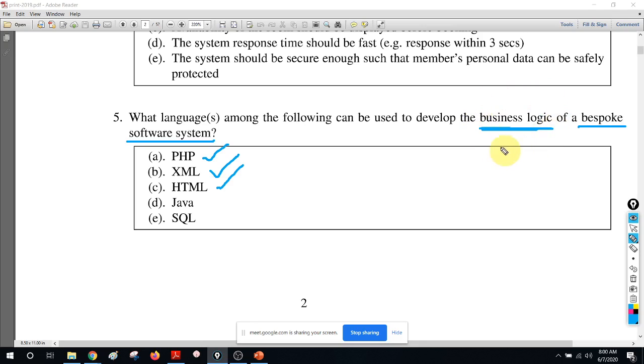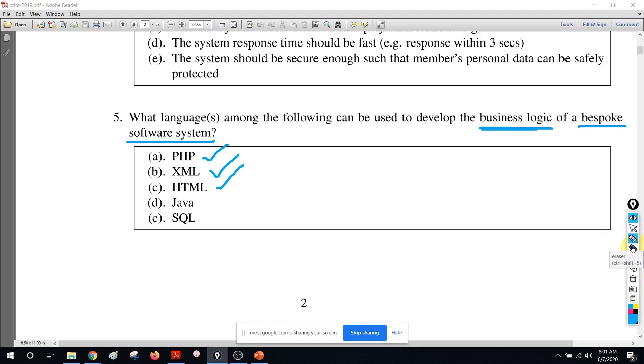Highlight. Otherwise what happens? After 1 second, 2 seconds, again you lose it, right? Because you are in a high pressure, exam pressure also. Now look at it again. It says business logic, right? Business logic. So for business logic, you can't use XML. It's all about data transferring, right?